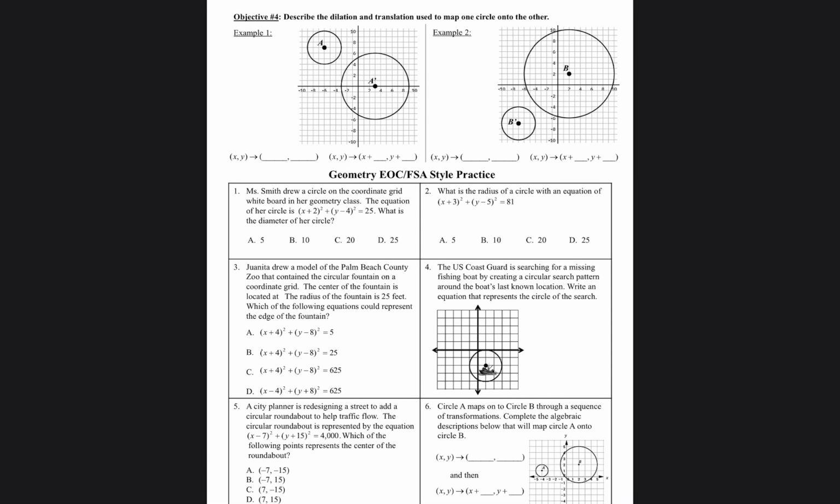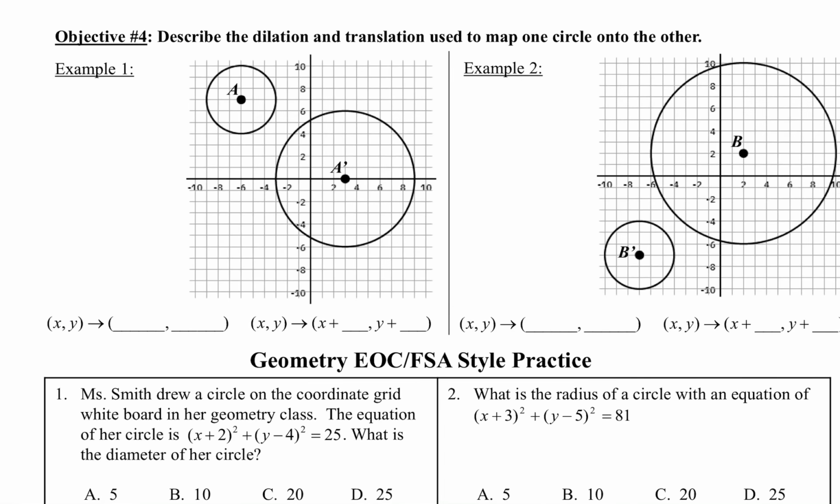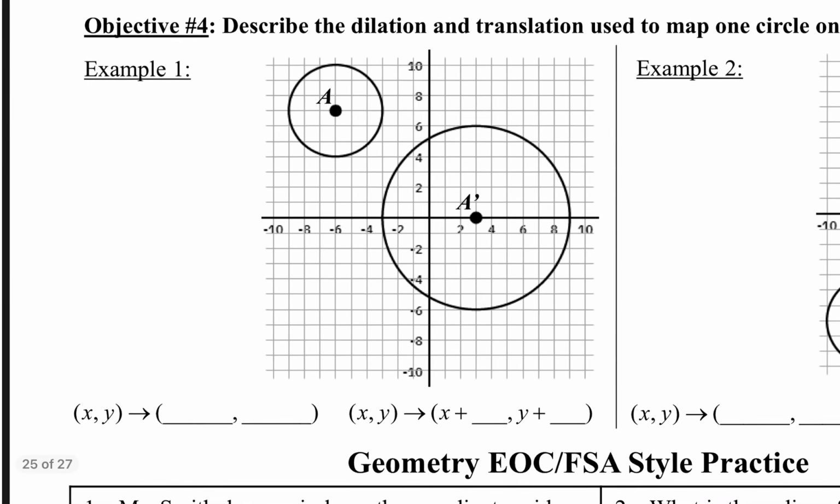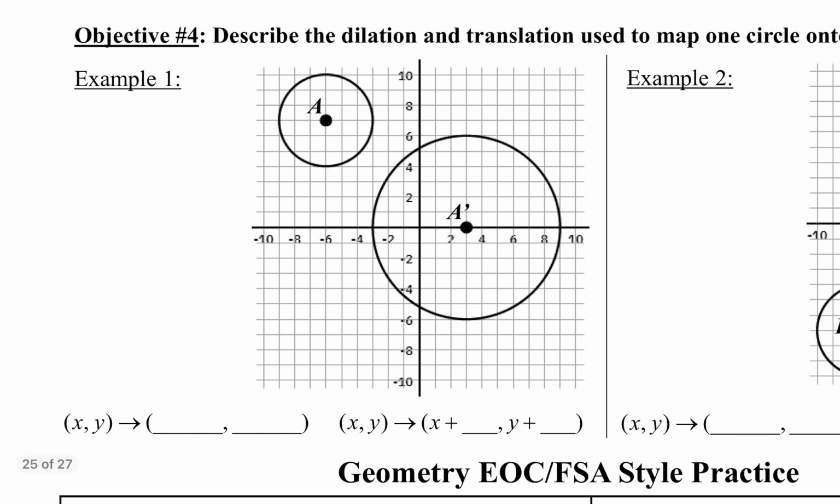All right, on this second page here, objective 4 says, describe the dilation and the translation used to map these circles onto one another. So we're going to do this one together, and then you're going to try it. So what we're trying to do is prove that these two circles are similar to each other, meaning I'm taking A and I'm moving it over here to A prime and then showing that they are the same circle using a scale factor dilation rule.